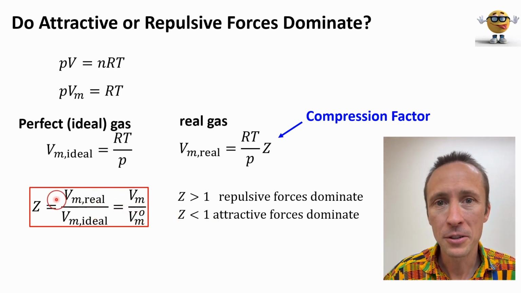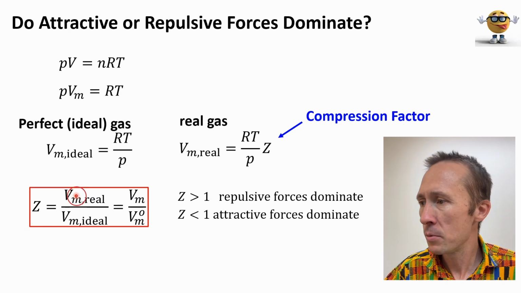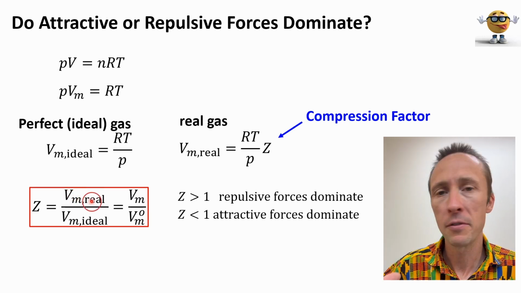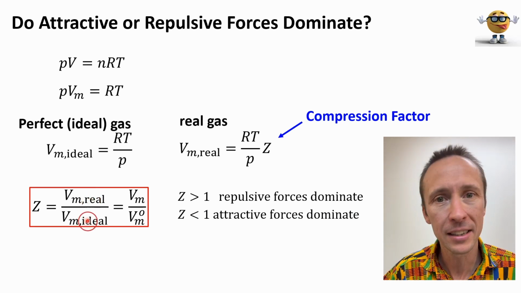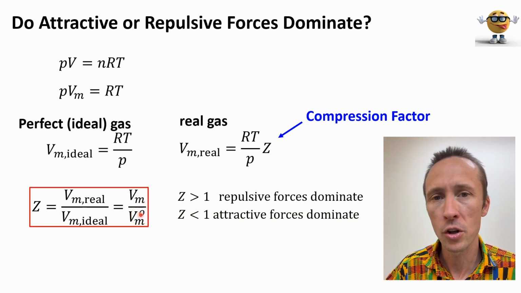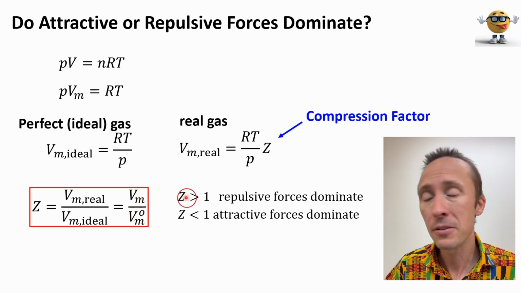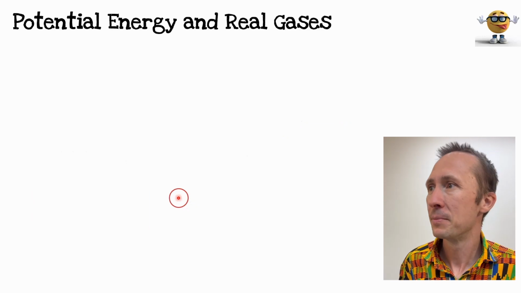The compression factor is written as the ratio of the molar volume of a real gas divided by the molar volume of an ideal gas. So the molar volume of a real gas divided by the molar volume of what it would be if it was ideal. And if it's greater than 1, repulsive forces dominate, otherwise attractive forces dominate.